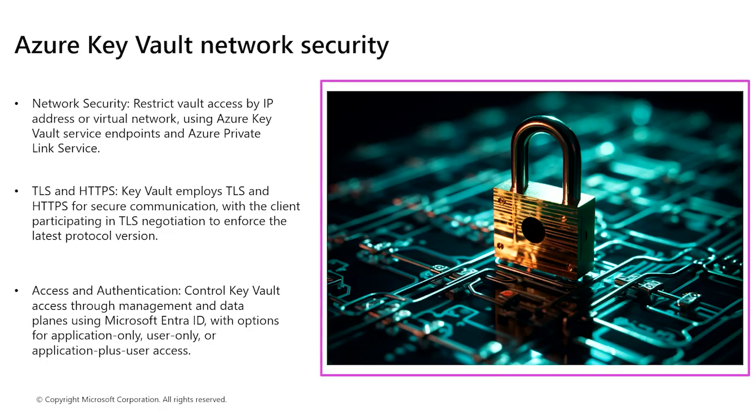Azure Private Link Service enables secure private access to Azure Key Vault and other Azure services over a private endpoint within your virtual network. This private endpoint uses a private IP address from your virtual network, effectively bringing the service into your network and eliminating exposure to public internet endpoints.